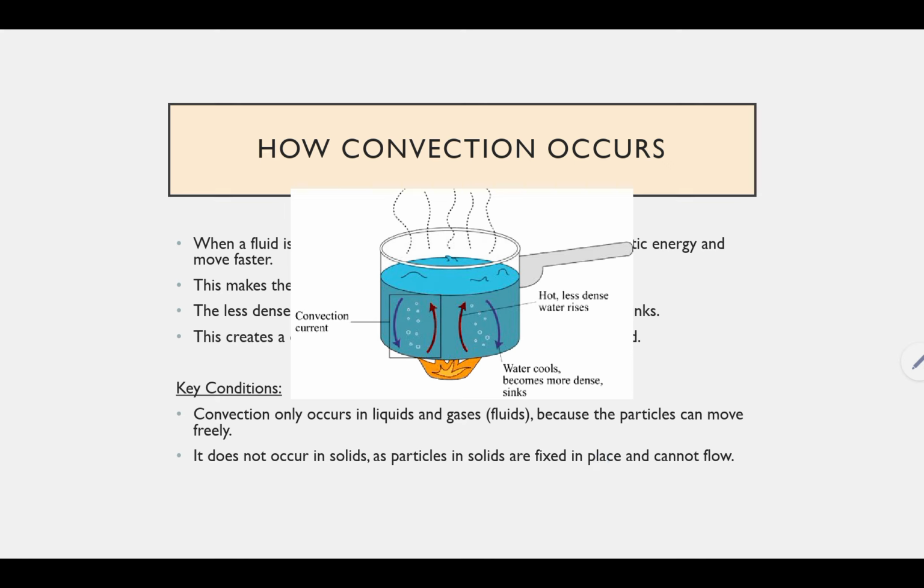How convection works. It's as simple as the particles that are closest to the heat. They will gain kinetic energy. So they will expand. And as they expand, they will become less dense, and therefore they will float. On the other hand, particles that are up, they are cooler, so they have less kinetic energy. They are more dense, so they will sink.